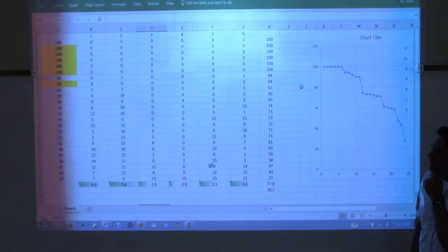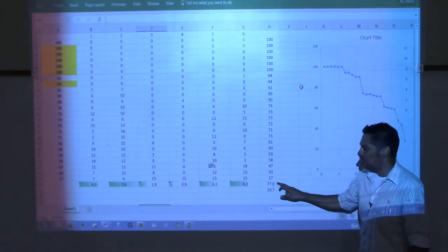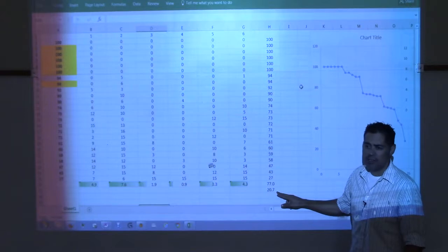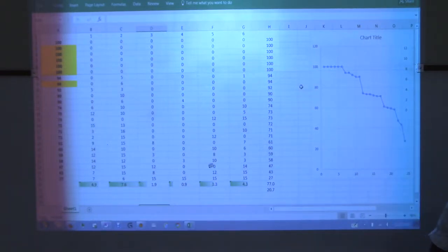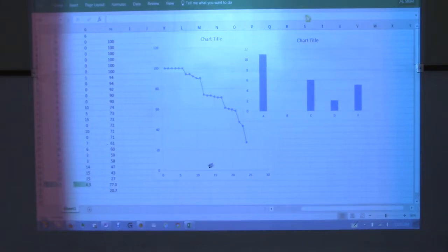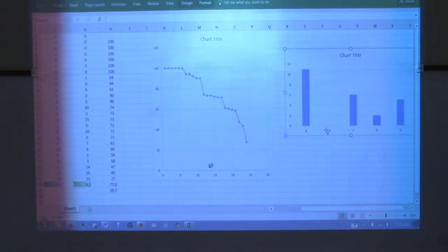All right? And then the class average was a 77 with a standard deviation of 20 points, which is a pretty big standard deviation. Not the biggest I've seen, but pretty big. This is a graph of the A's, B's, C's, and D's. We had 11 A's, no B's, 6 C's, 2 D's, 5 F's.